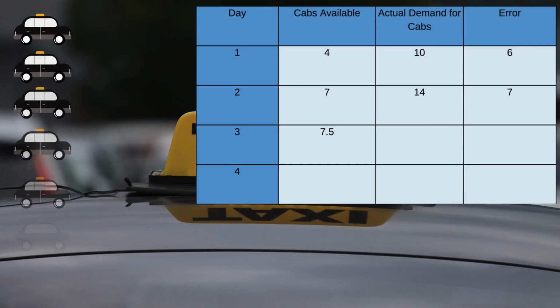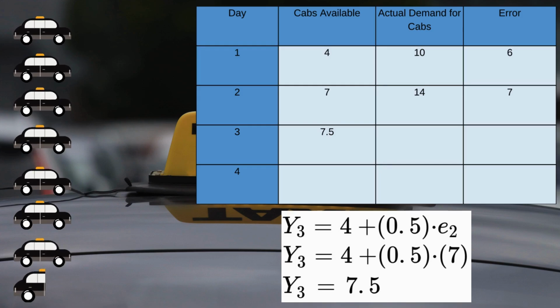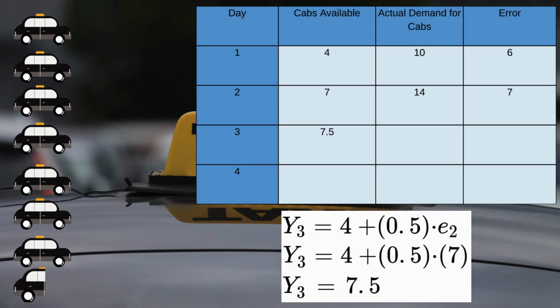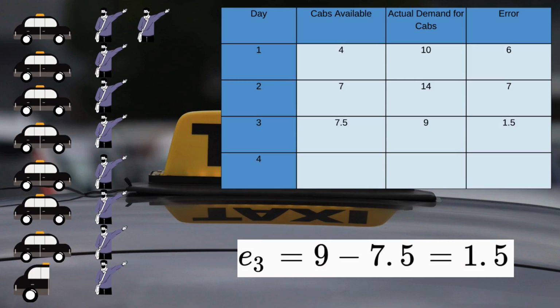On the third day, we supply cabs while taking into account the error incurred on the second day. Therefore, the cabs supplied on the third day, which is y3, equals 4 plus 0.5 times e2, where e2 is the error incurred on the second day. Therefore, y3 is equal to 4 plus 0.5 times 7. Therefore, y3 is equal to 7.5. For this example, we also consider fractional values to be valid. At the end of the third day, we find out that the actual demand for cabs is 9. Therefore, e3, that is the error on day 3, is equal to 9 minus 7.5, that is equal to 1.5.